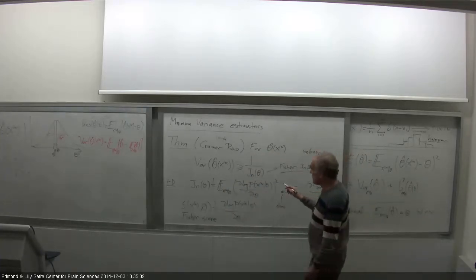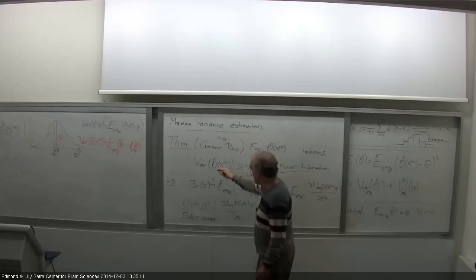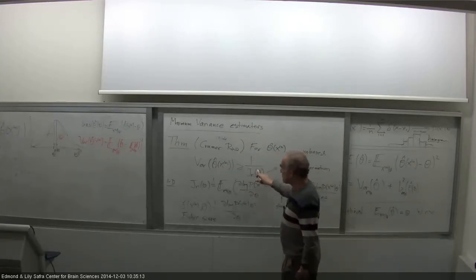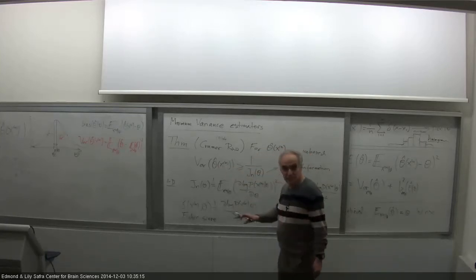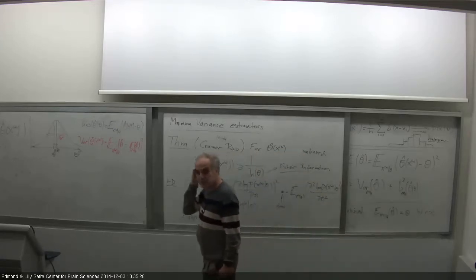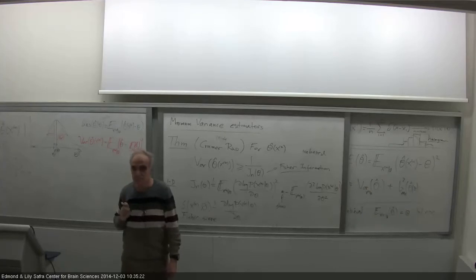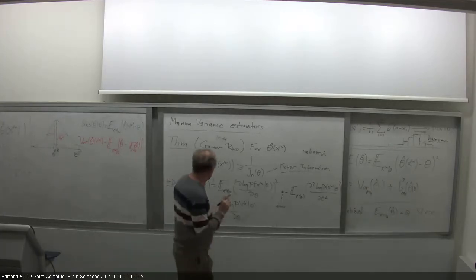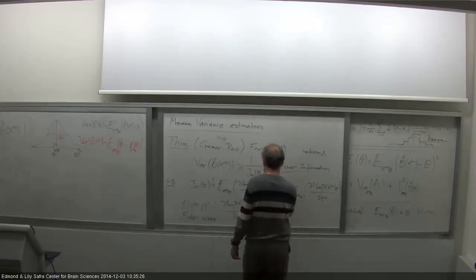So this is essentially for a one-dimensional parameter family. This is just a scalar inequality. The variance of the estimator is greater than 1 over the Fisher information. Yeah. Which theta do you take there? So this is the true theta. I mean, at the true theta.